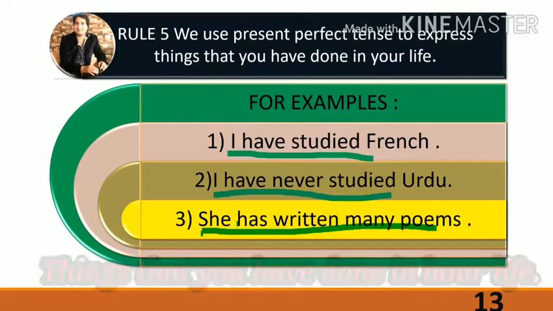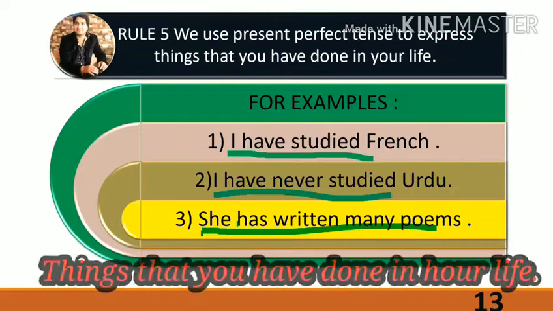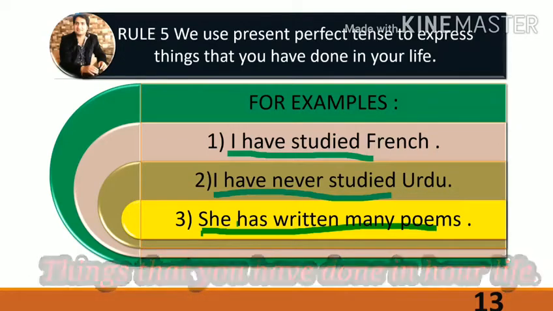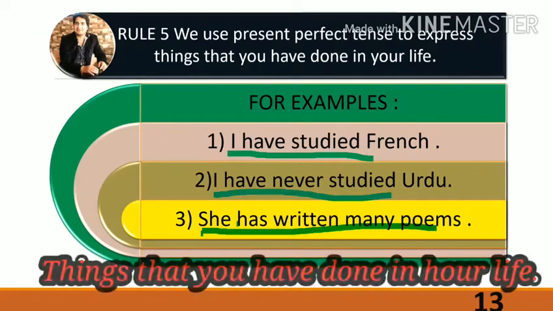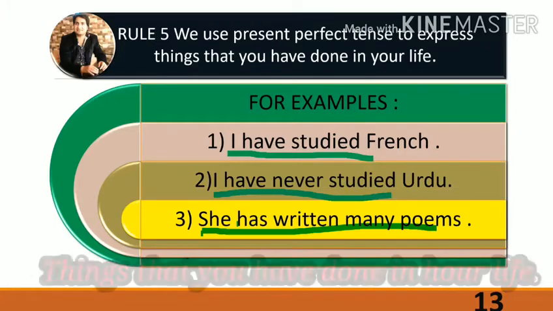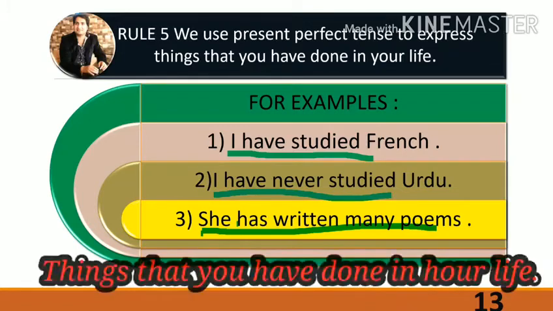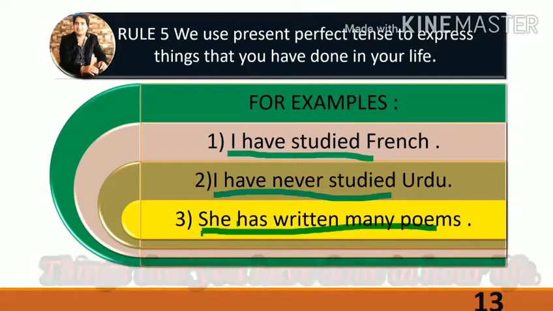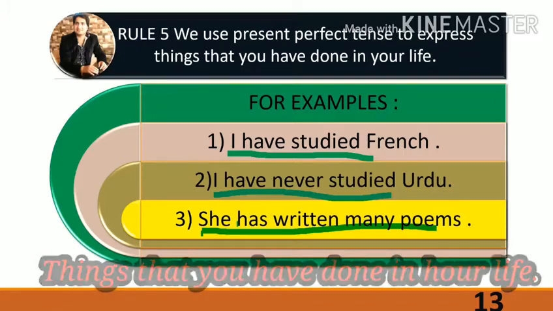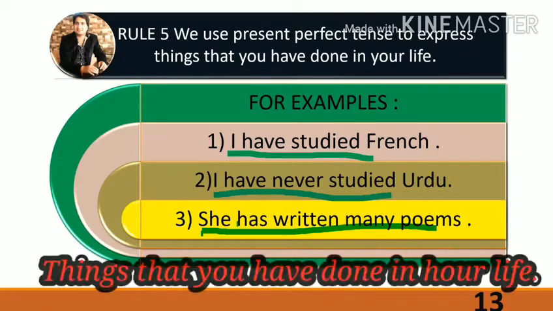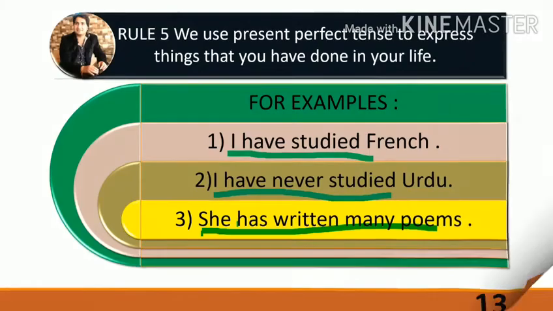You can simply say that when you did something in your life, instead of saying it in past tense or another type of tense, you can use present perfect. I have studied French. I have never studied Urdu. She has written many poems. You have written many poems. You have studied French. She has studied French. She has studied Urdu. So you can make thousands of sentences like this. If you remember one structure, you can make lakhs of sentences, depending on how you apply it in other aspects of life.